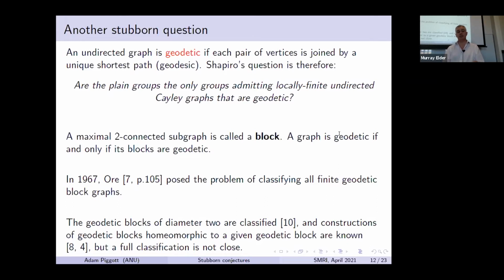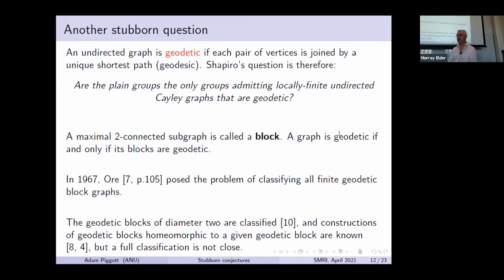But in 1967, Ore wrote a textbook where he posed the following problem, perhaps hoping that this would give some people something to do for the next couple of years and sort it out. The problem was classifying all finite geodetic block graphs, and that has not gone that well. It's a stubborn question. It turns out to be really hard. So there's just not a lot written about it since 1967.